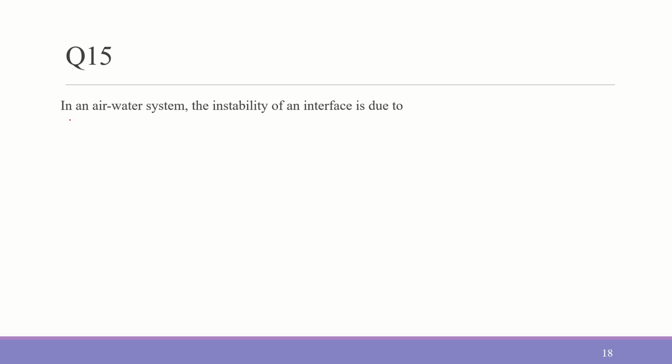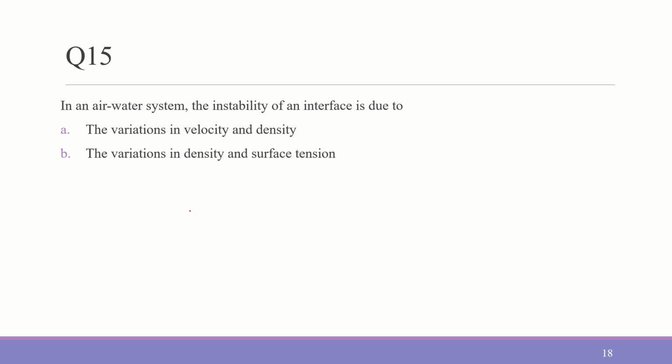Now let us go to question 15. In an air-water system, the instability of an interface is due to dash. Option A, variations in velocity and density. Option B, variation in density and surface tension. Option C, only variation in viscosity. Option D, all of these.